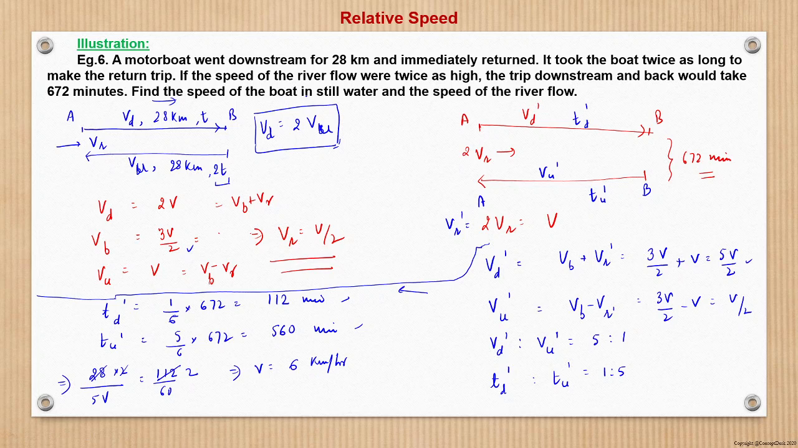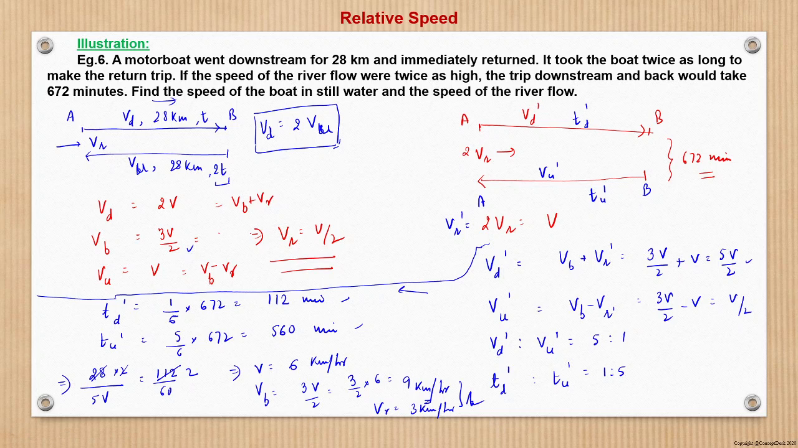So find the speed of the boat in still water, which is Vb. So Vb is equal to what? 3V by 2, right? 3V by 2. So 3 by 2 into 6, which is 9 kilometer per hour. And the speed of river flow in the initial case Vr is V by 2, which is 3 kilometer per hour. This is the answer to both questions.